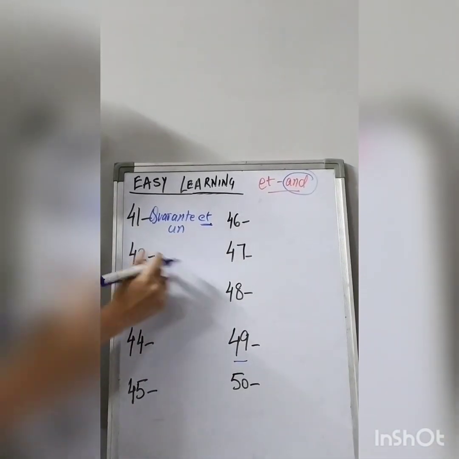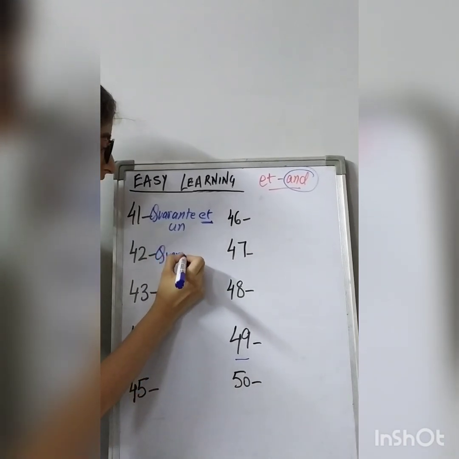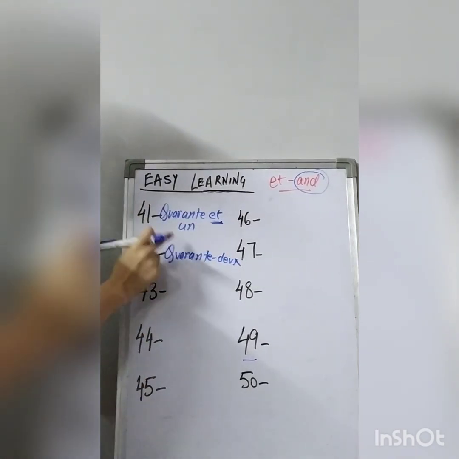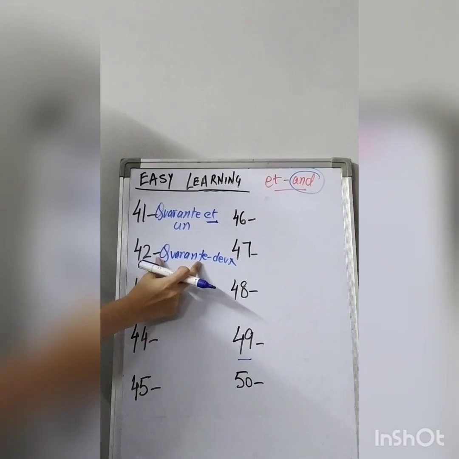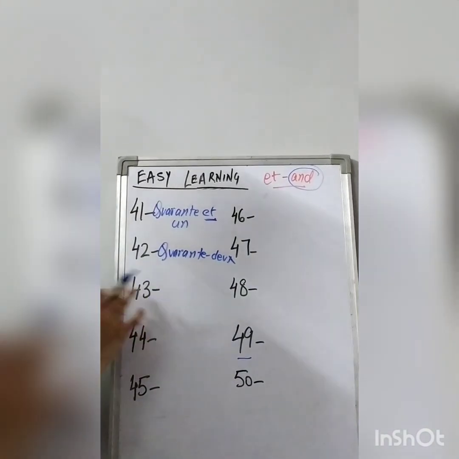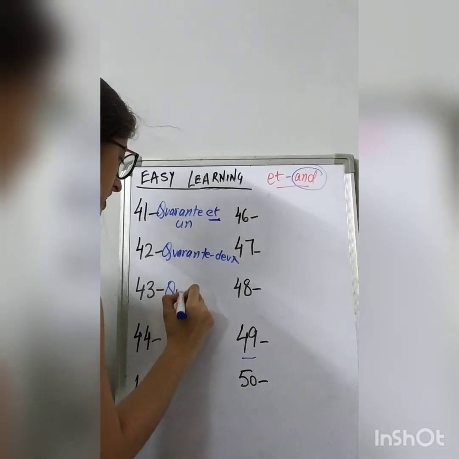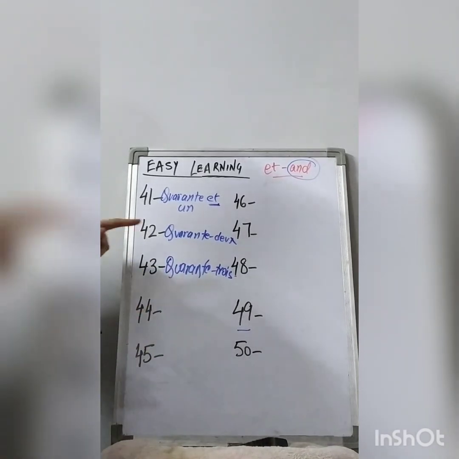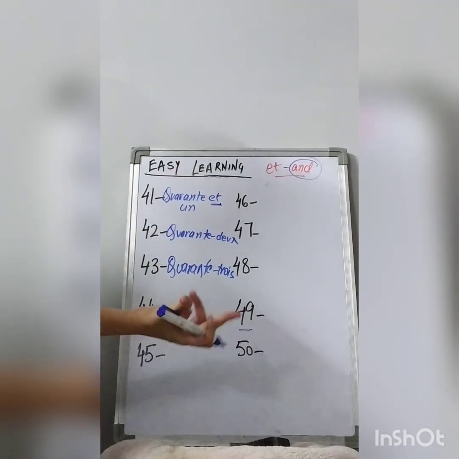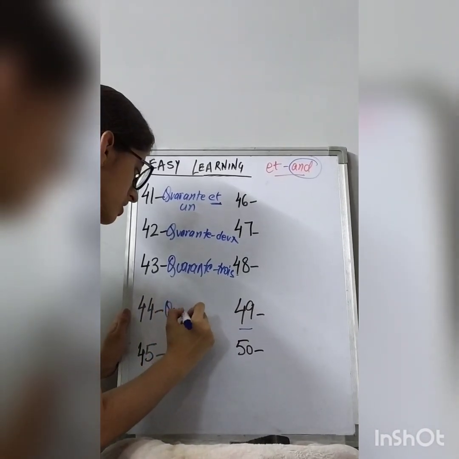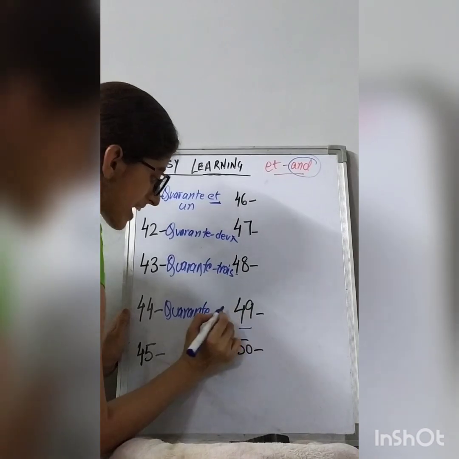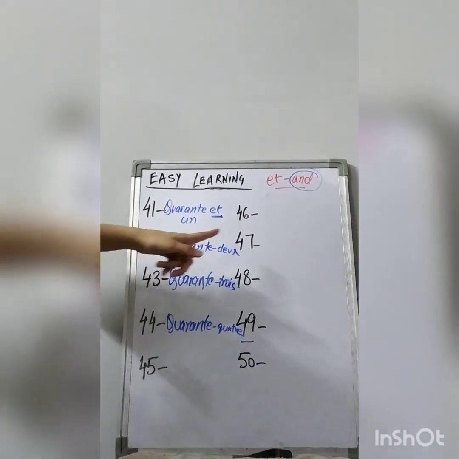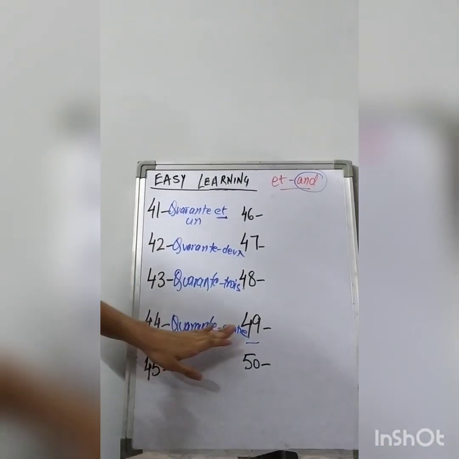Next, we have 42, which is quarante-deux, where quarante is 40 and deux is 2. So, quarante-deux is 42. Then, we have quarante-trois. Next is 44, where the pattern remains, quarante-quatre. So we have quarante et un, quarante-deux, quarante-trois, quarante-quatre.